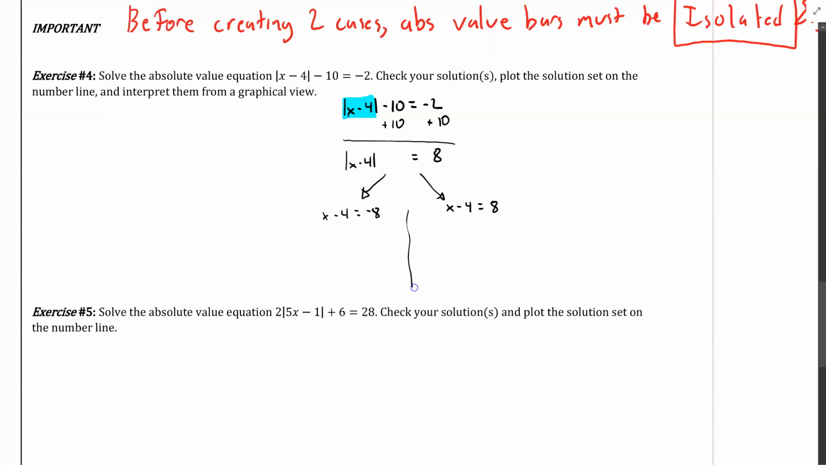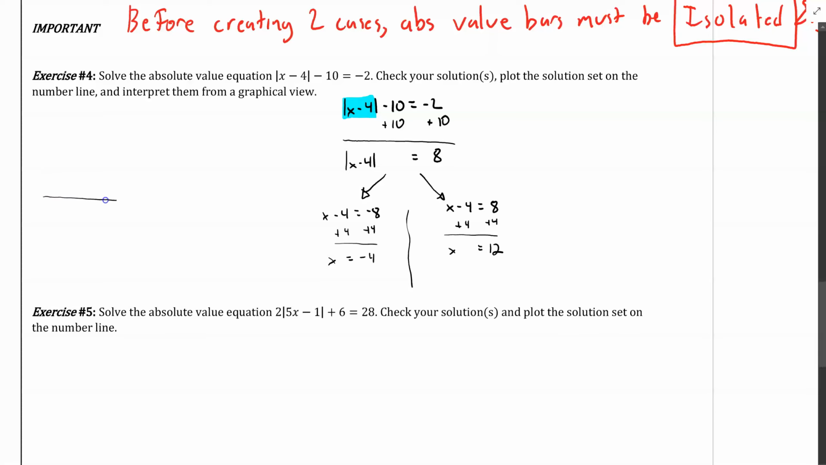And from here, we solve for x. So adding 4 to both sides gives us x equals -4. And then adding 4 to both sides for the right expression gives us x equals 12. So this means that our solutions are -4 and +12.